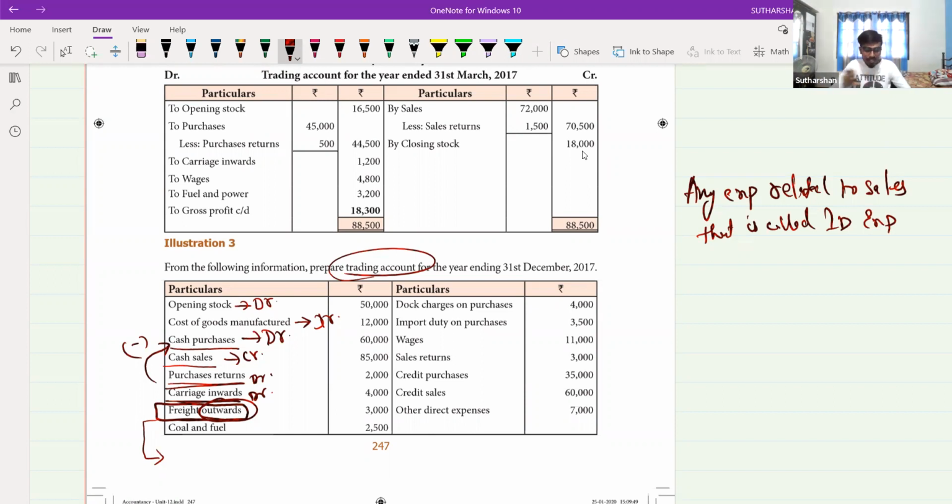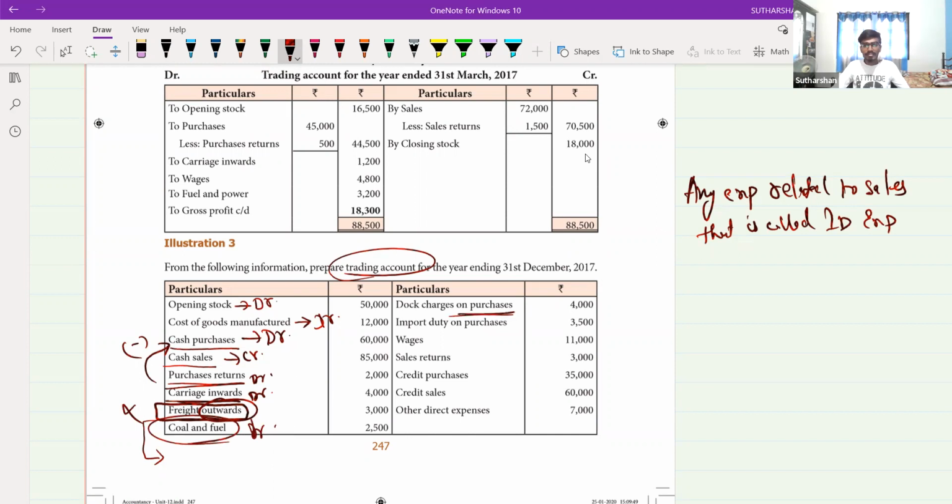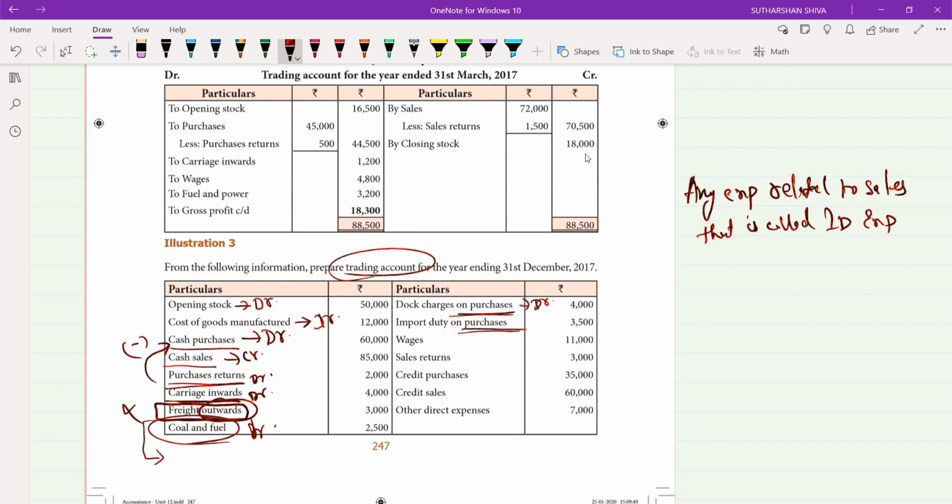You cannot simply read the notes. You should understand the core concept, the basic concept. Then coal and fuel: debit side. Dock charges on purchases: debit side. Import duty on purchases: debit side.